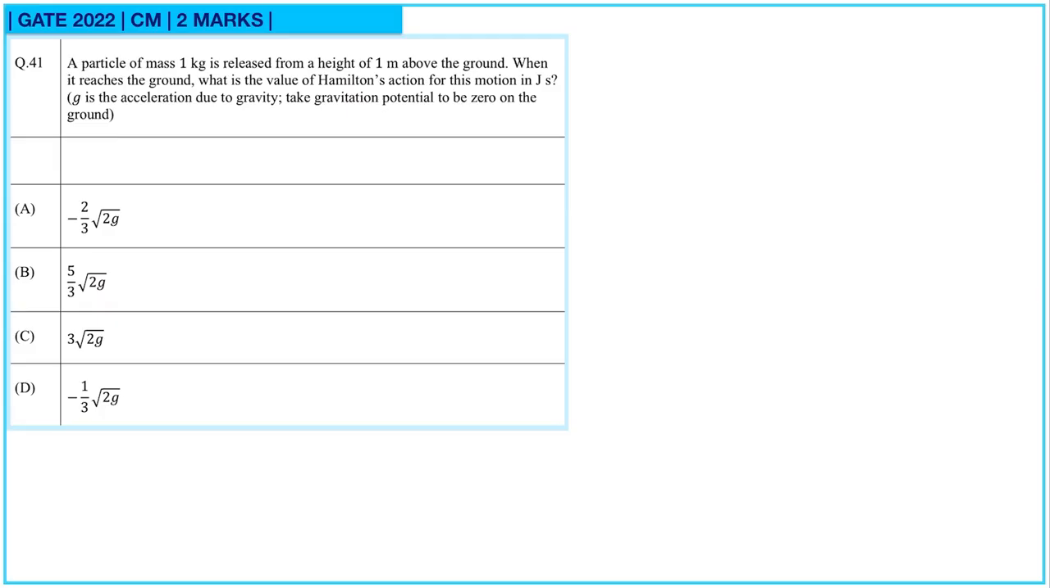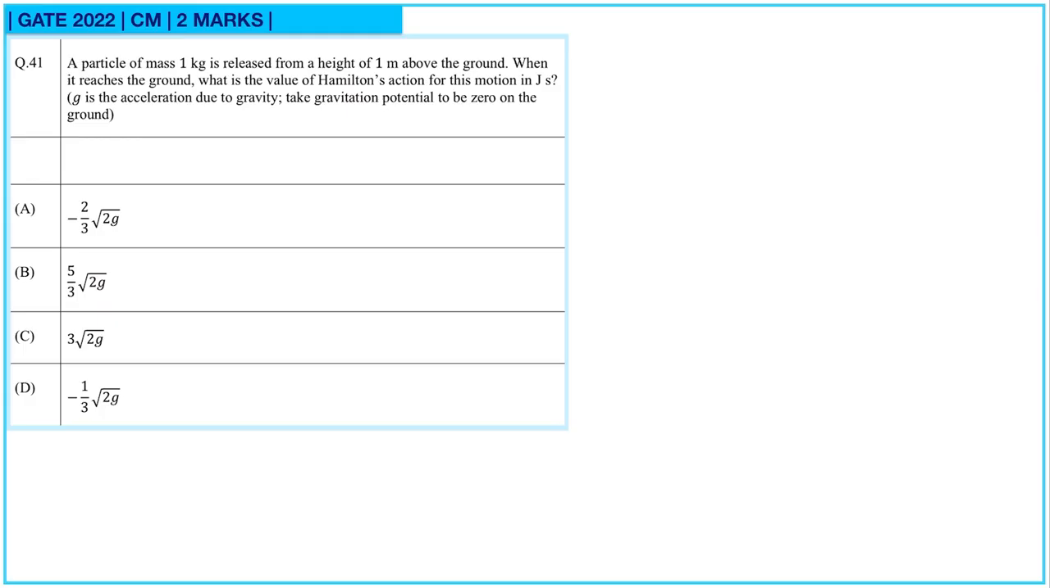Question number 41. A particle of mass 1 kg is released from a height of 1 meter above the ground. When it reaches the ground, what is the value of Hamilton's action for this motion in joule second? g is the acceleration due to gravity. Take gravitational potential energy to be 0 on the ground.